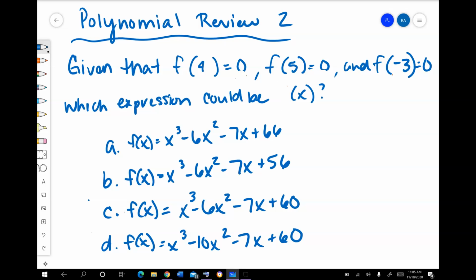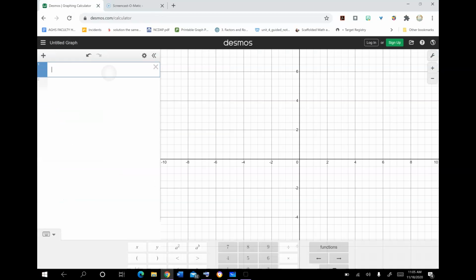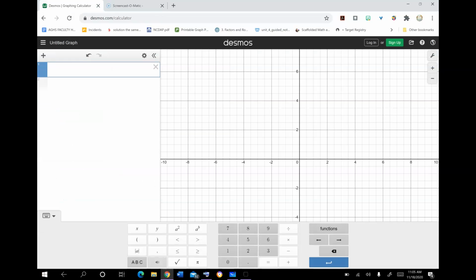All right, so when you evaluate something and it equals 0, that means that it's a factor, which means it crosses the x-axis at that point. So when f of a number equals 0, it means it crosses the axis at that point. Really all I need to do is see which one of these crosses at 4, 5, and negative 3. So let's go to Desmos. We're going to type each answer choice, A, B, C, D, into Desmos.